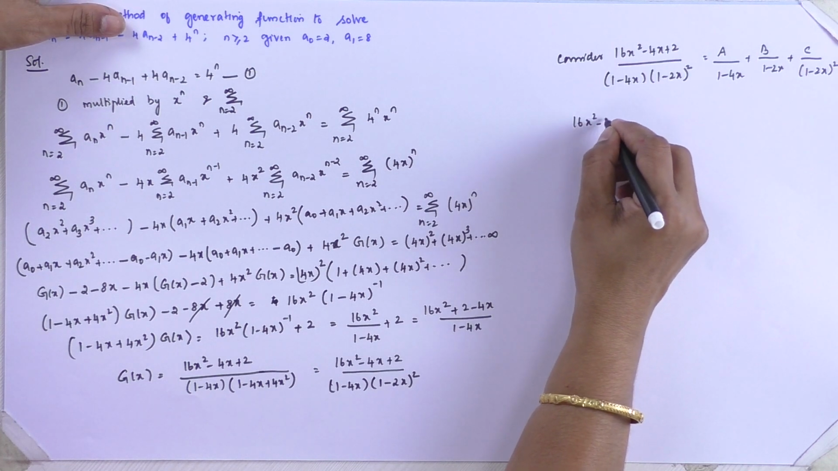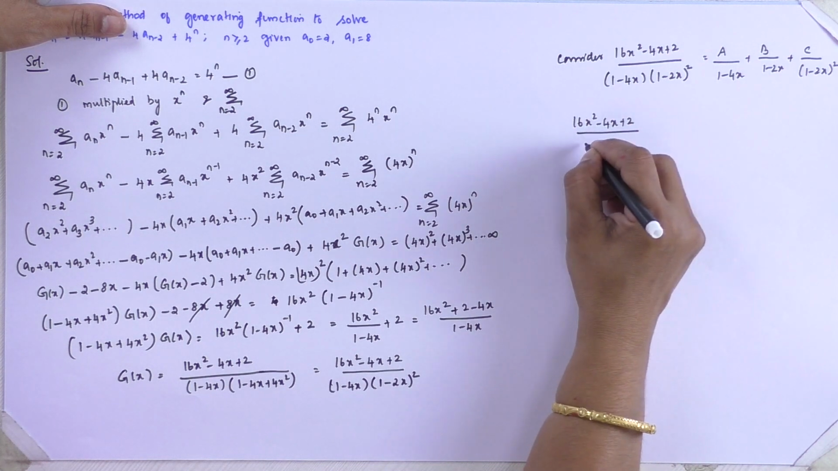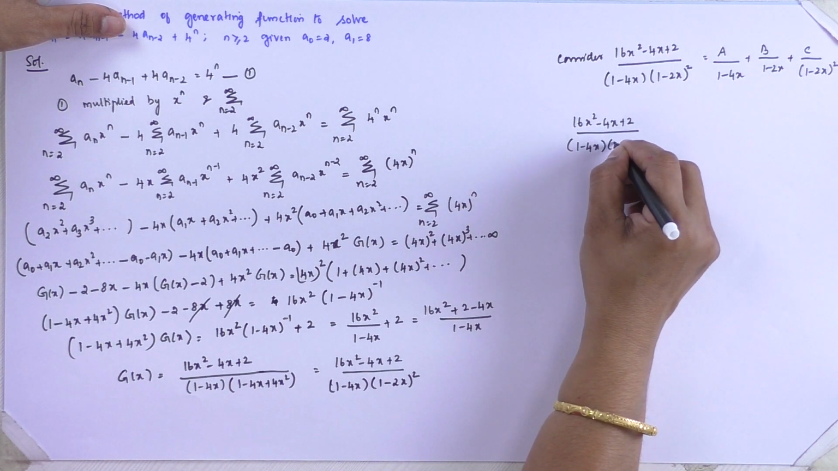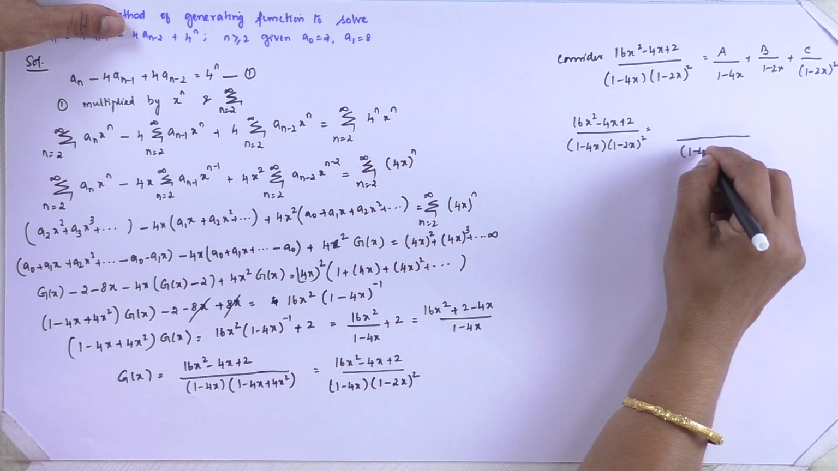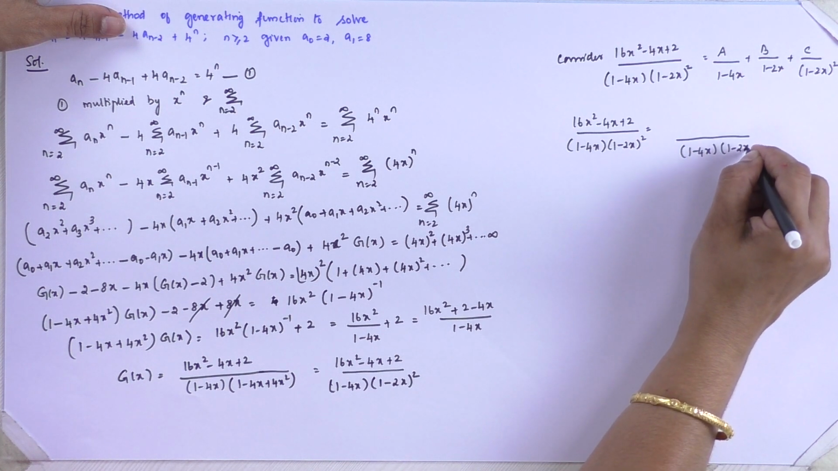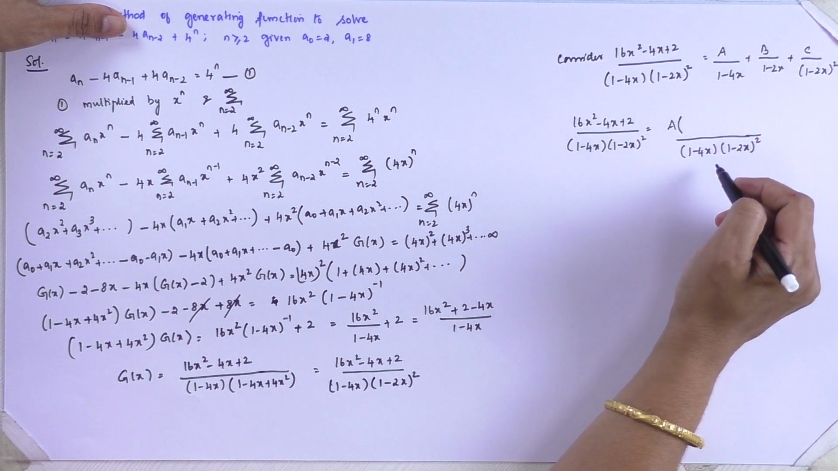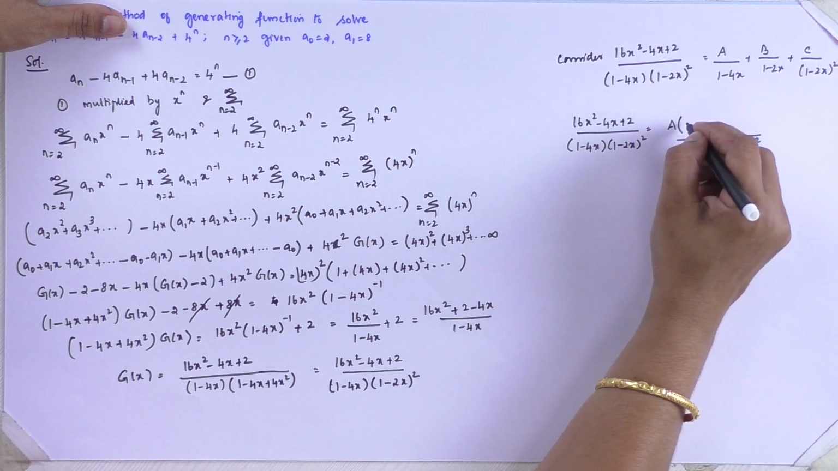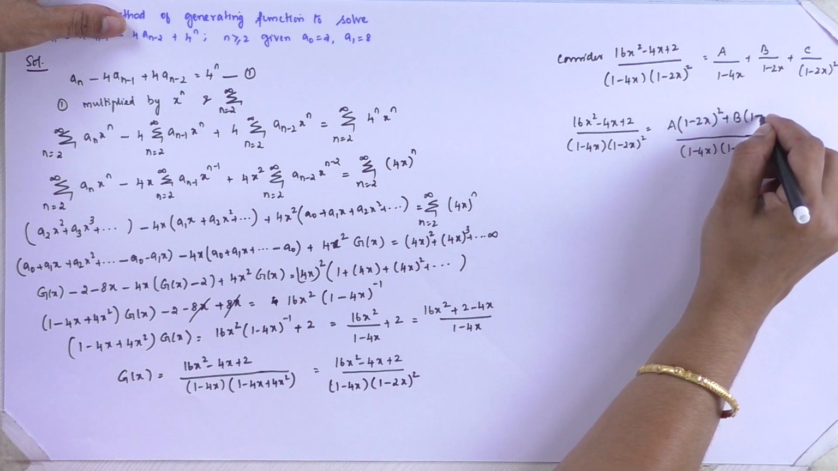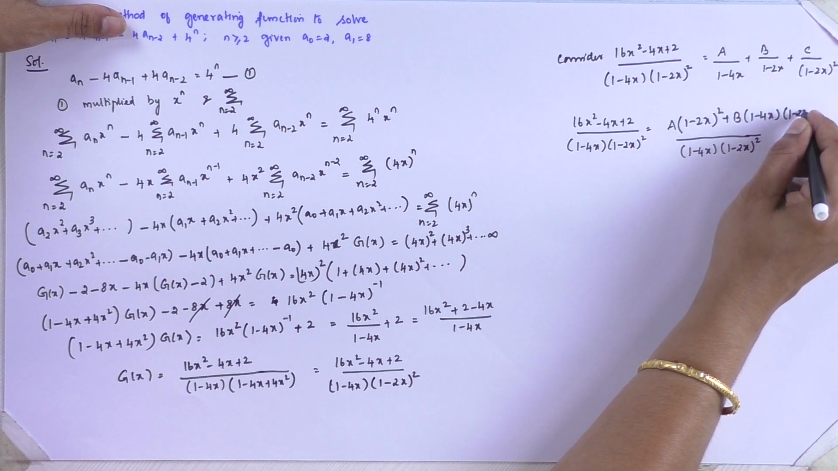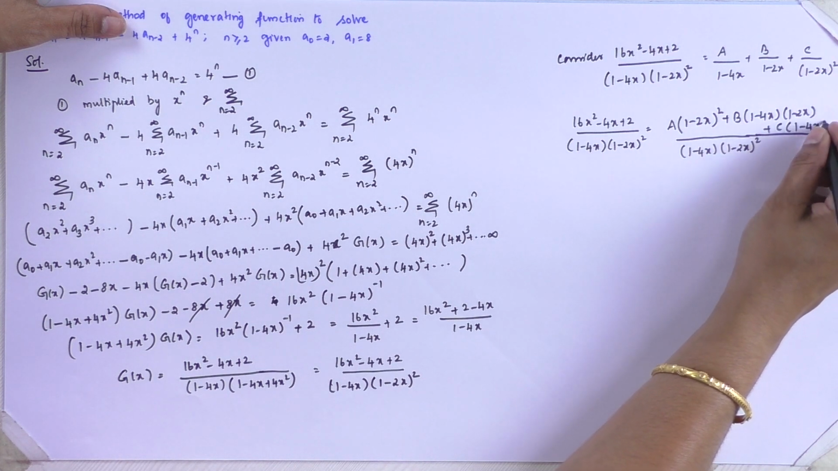Next, I will take a common LCM in the denominator of the right hand side, and then do the simplification. So when I take a common LCM, I will have (1 minus 4x) into (1 minus 2x) the whole square. So it will be a into whatever term is missing. Here (1 minus 2x) the whole square is missing, plus b into (1 minus 4x) is missing, (1 minus 2x) is missing, plus c into (1 minus 4x) alone is missing.